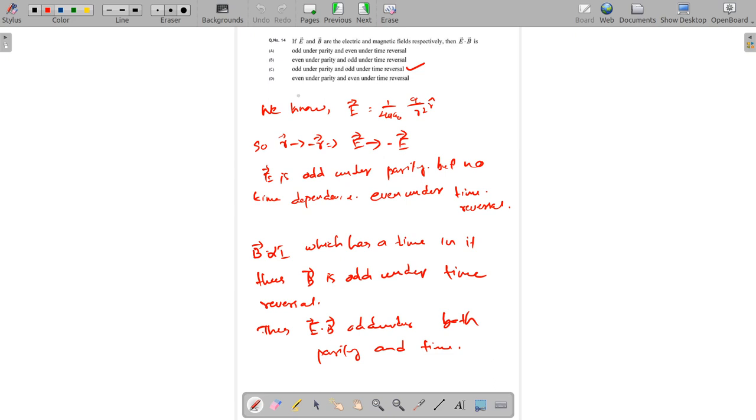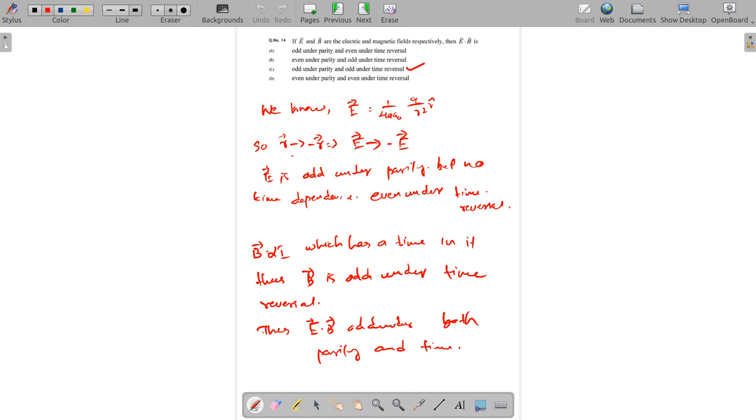Question number 14. If E and B are electric and magnetic fields respectively, then E dot B is odd under parity. So which is the right answer? Is E dot B odd under parity or even under time reversal? Let's see. Electric field depends on what kind of charge distribution you have. The idea I want to convey is that whatever scenario you take, the parity operations should be the same, right? So take the easiest case of a single charge, the electric field due to a charge.